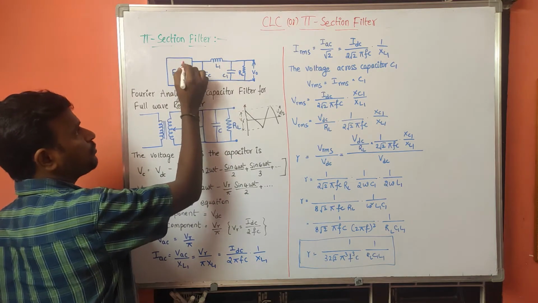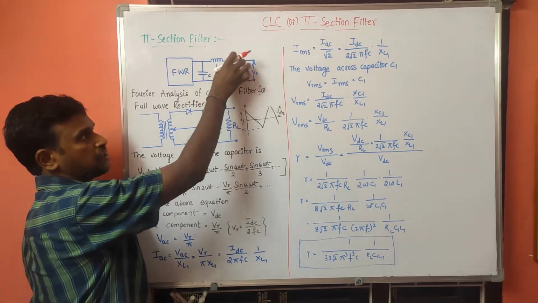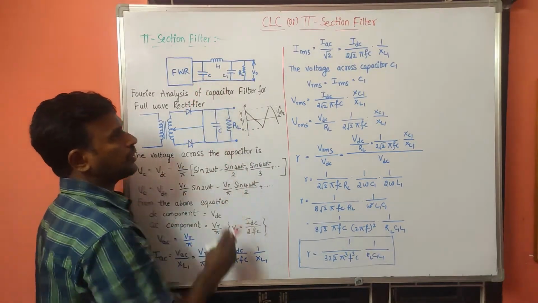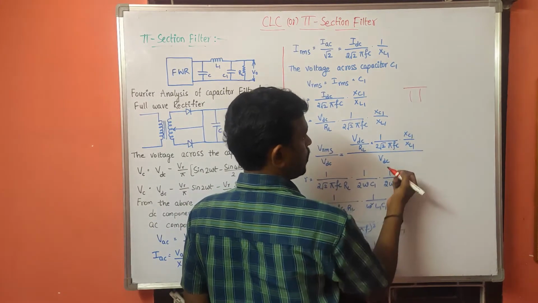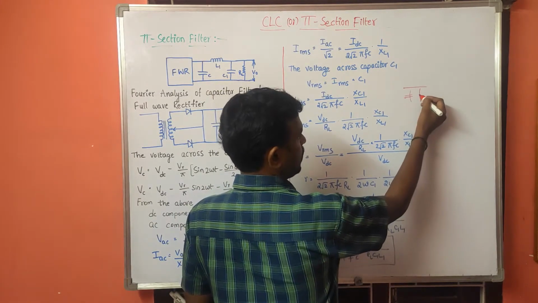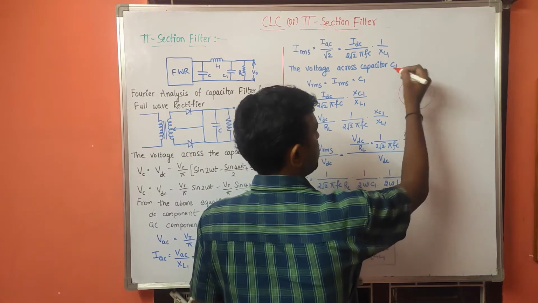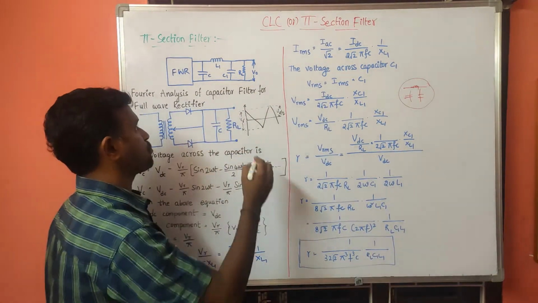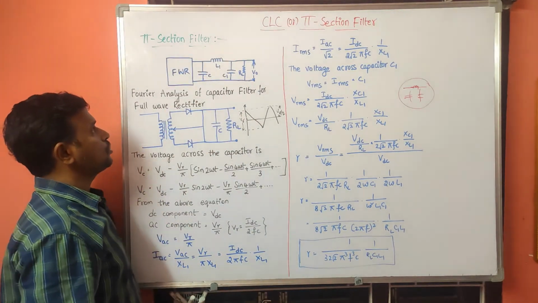So the output of the full wave rectifier is given to the pi section filter. Why is it called pi? So generally the pi will be like this. Okay. So here we have connected capacitor, inductor and capacitor. So it is connected like a pi. So that's why it is called the pi section filter.